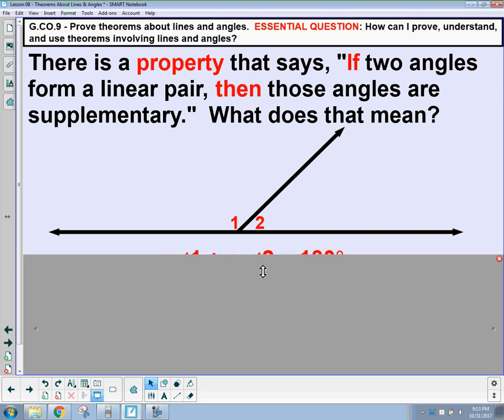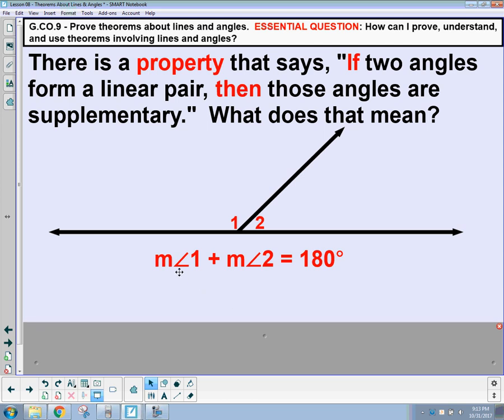Like I just said, the measure of angle 1 plus the measure of angle 2 equals 180. Guys, please keep this in your memory forever and ever. Supplementary means they add up to 180.